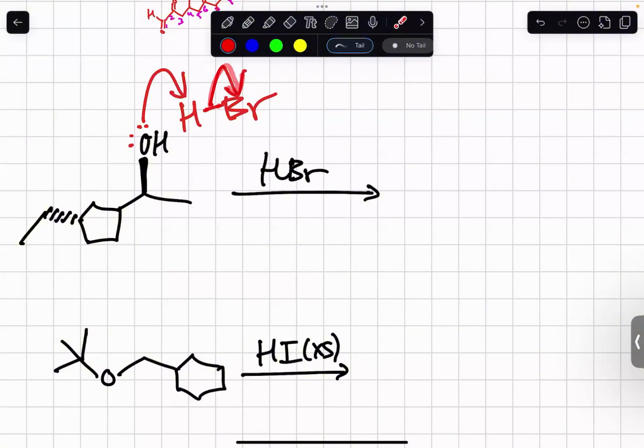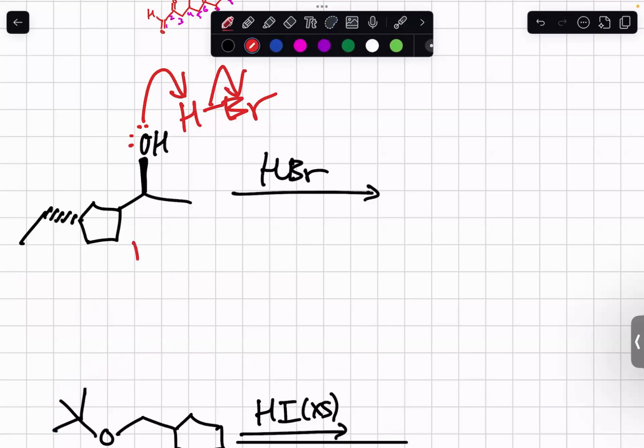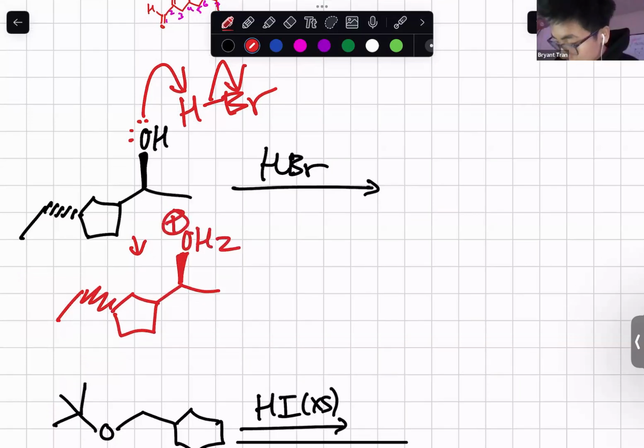It breaks to the bromine, and two electrons will go to the bromine. Doesn't that attack that carbon that the OH group is attached to? Not yet, because once this OH gets protonated, it grabs the H. It now has a positive charge like that.